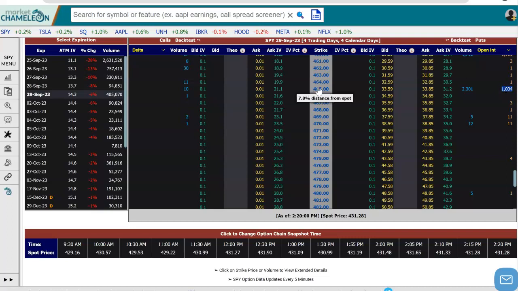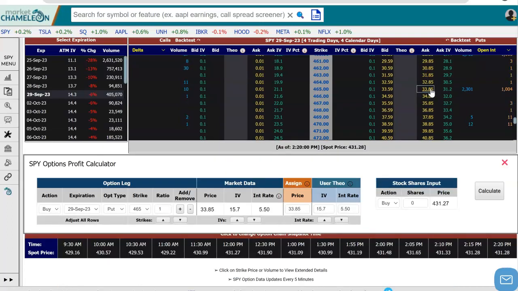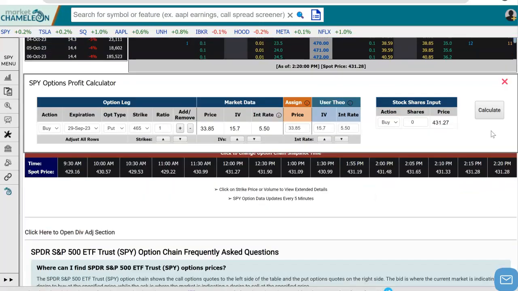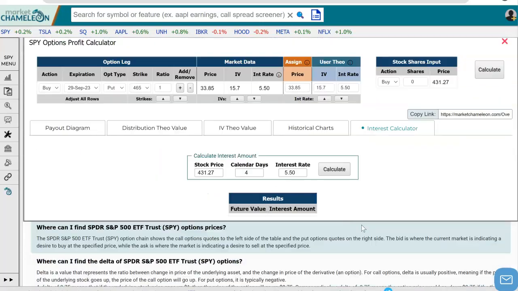So first, I'm going to click on this put here, and what we want to do is calculate, in the next 4 days, what are we expected to earn in interest if we exercise this 465 strike? So I'm going to come down here, and after you click calculate, we added this interest calculator over here. And what we want to do is change the stock price to be equivalent to the strike. We have already 4 calendar days set up, and this is defaulted to the risk-free rate, currently 5.5%.